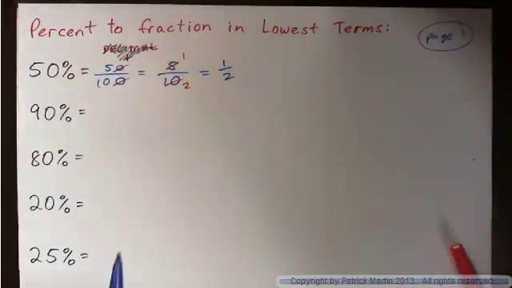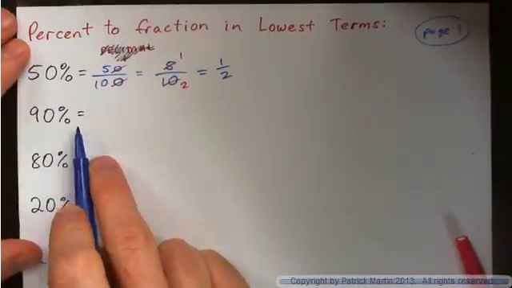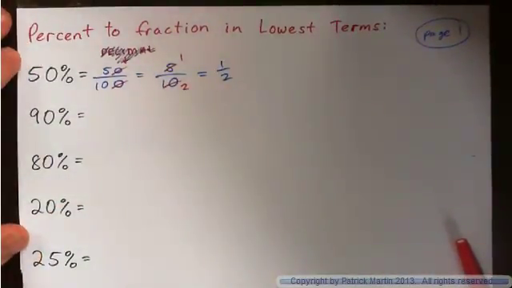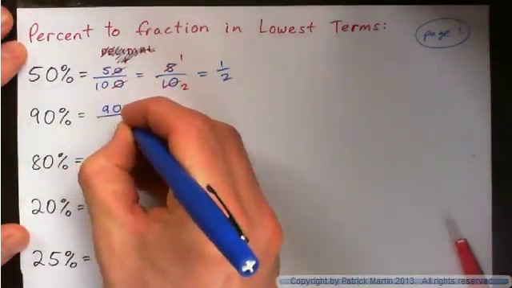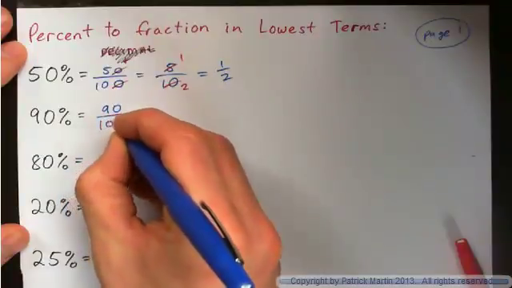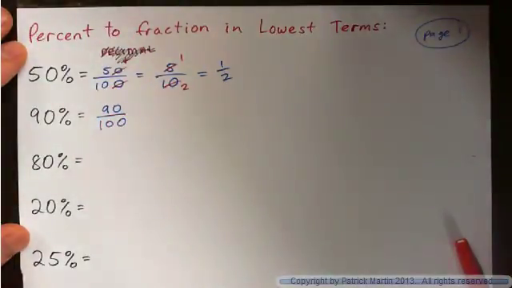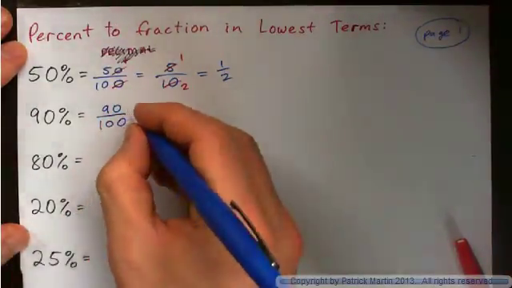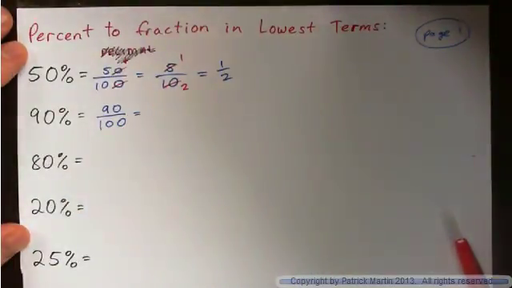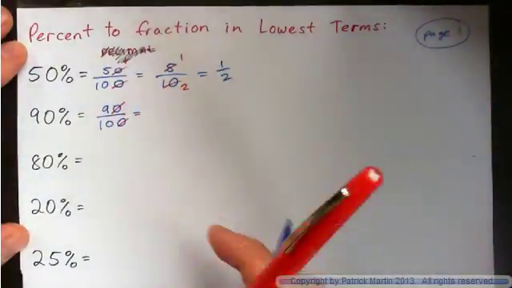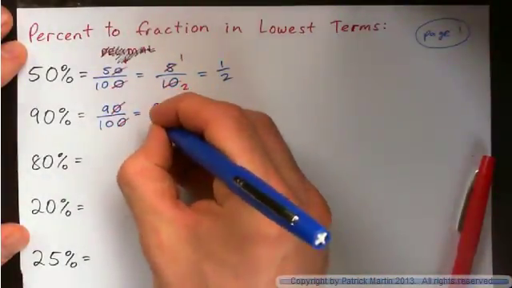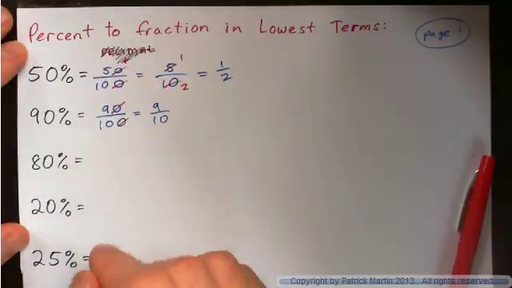So please do this one, 90%. Write it as a fraction and then put the fraction in lowest terms. So it's going to be 90 per cent, 90 divided by 100, right? And in lowest terms, what's that? Well, you can just cross off a couple of zeros and get 9 over 10, right? Because you divided the top and bottom by 10.